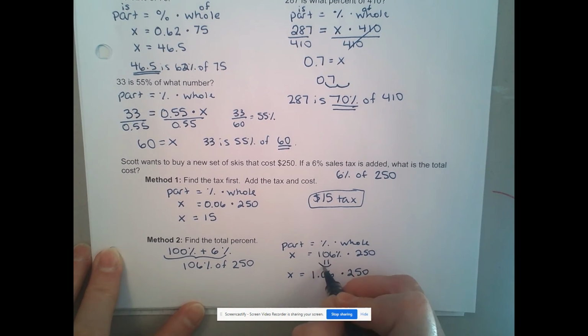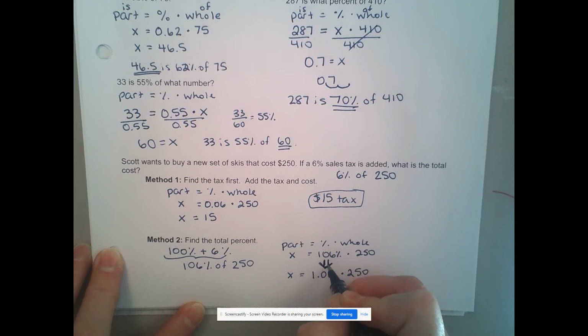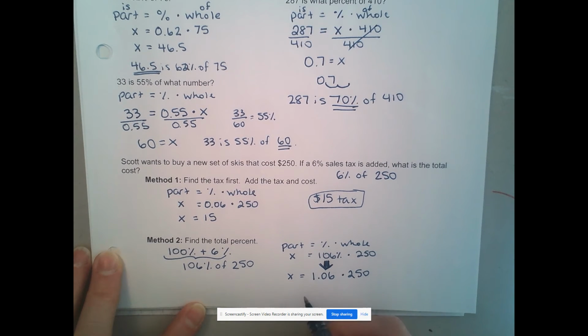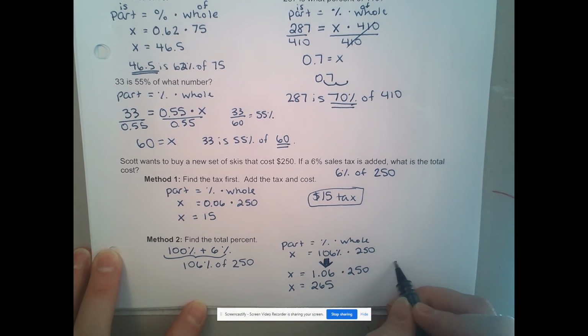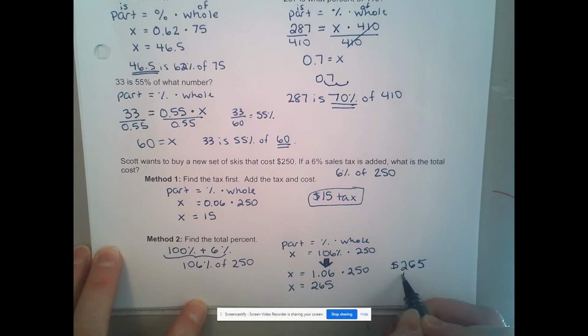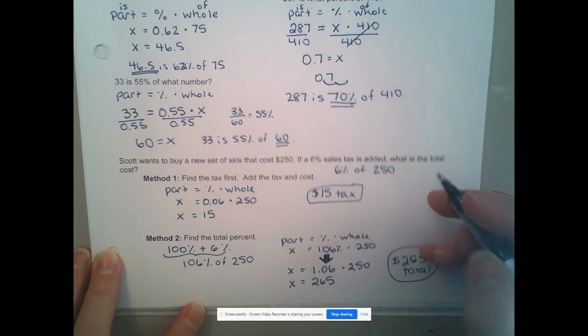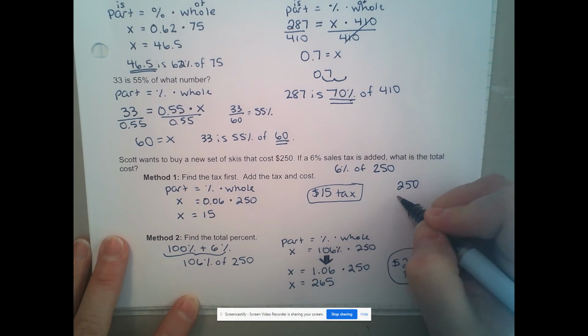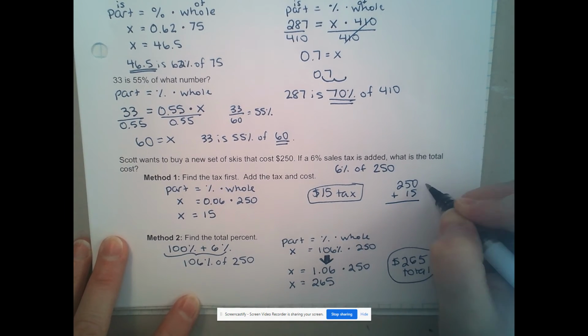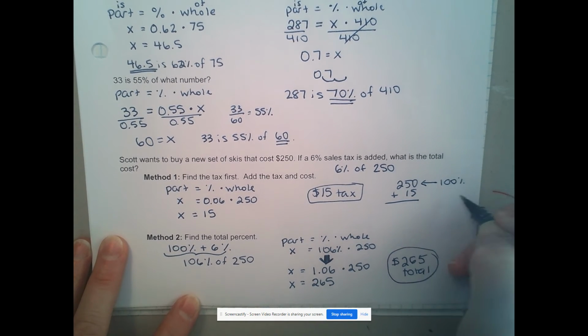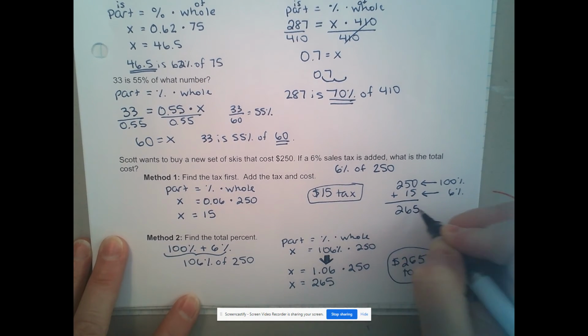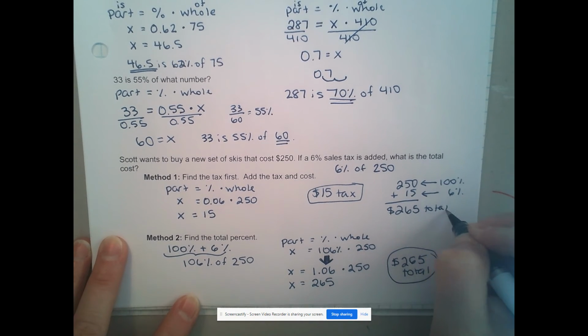Now this is supposed to be an arrow, but it looked kind of like a smiley face. All right. And if we do 1.06 times 250, we actually get the $265, which is the total, right? $265 total. Up here, we had only found the $15 tax. So if we had paid $250 for the skis and the $15 for the tax, that would be our 100% of the skis and the 6% for the tax. We would have paid $265 total, regardless of which method we used.